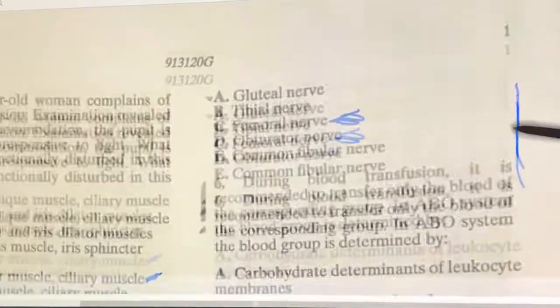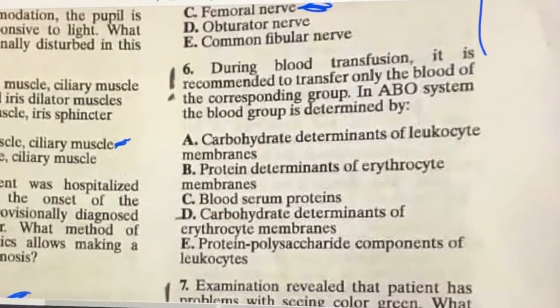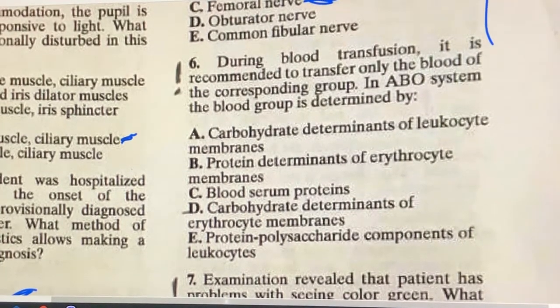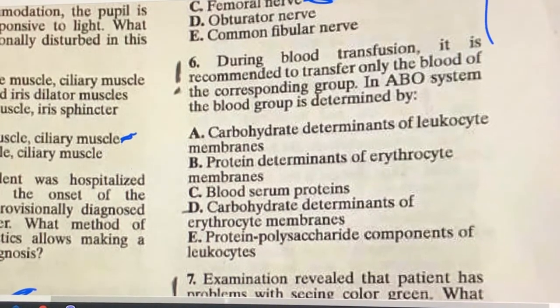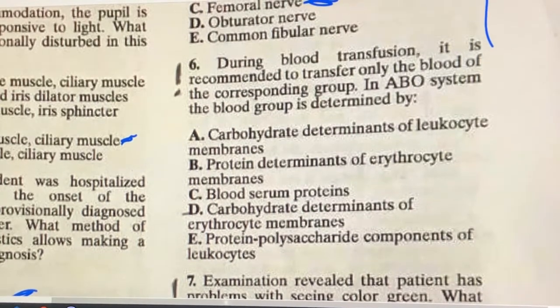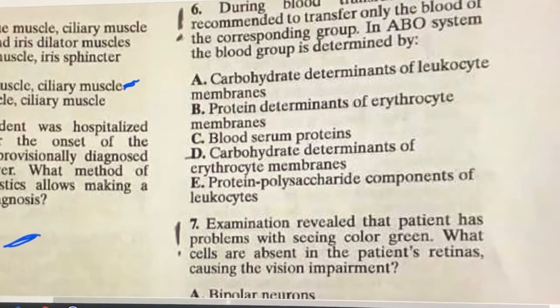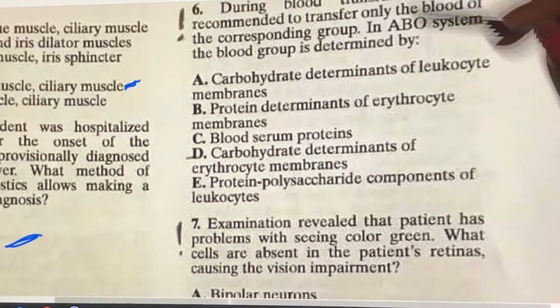Question number 6. During blood transfusion, it is recommended to transfer only the blood of the corresponding group. In the ABO system, the blood group is determined by. This is an easy question, guys. You all know how the blood group is determined. Carbohydrate determinants of erythrocyte membranes.